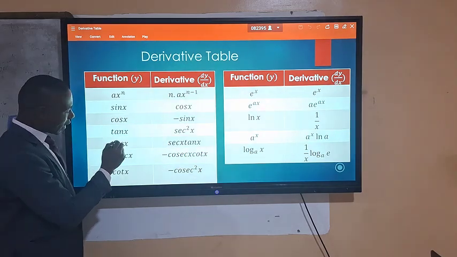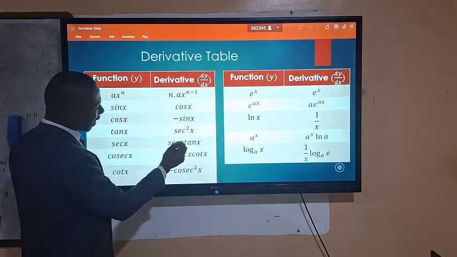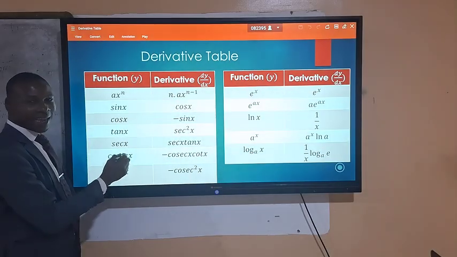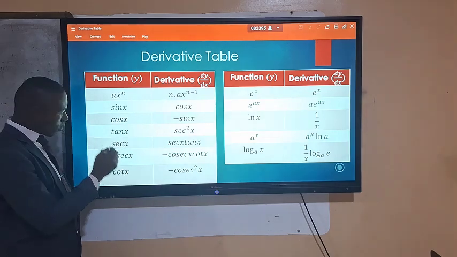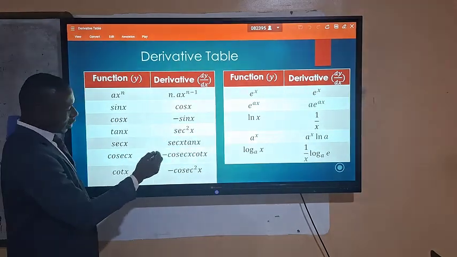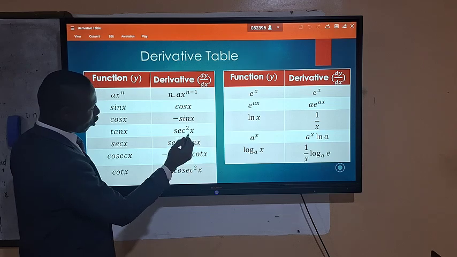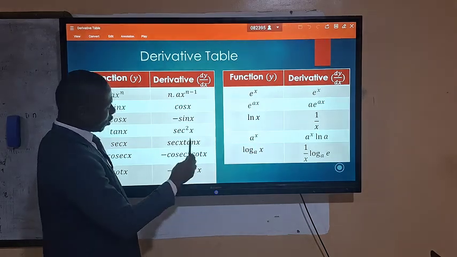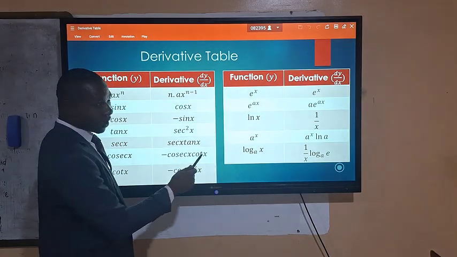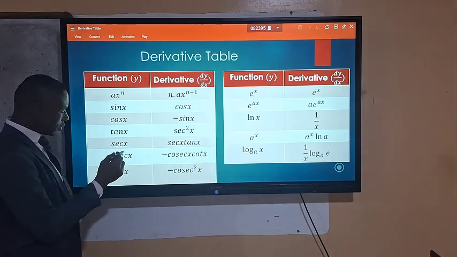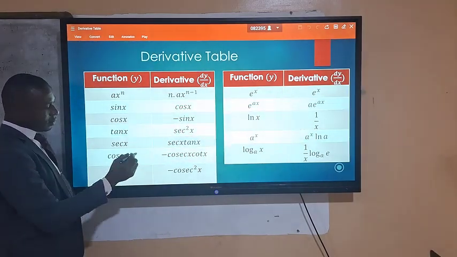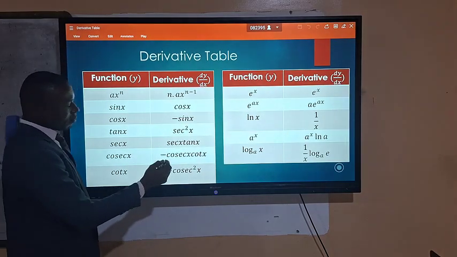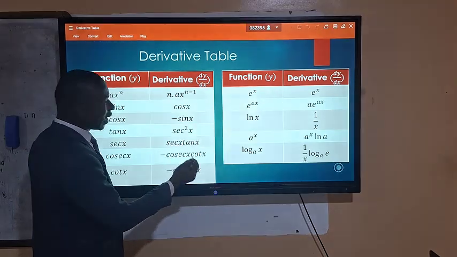Then when you differentiate sec itself, you have sec x tan x. If you differentiate cosec x, which is 1 over sine x, what you get is minus cosec x cot x. For those of you that are seeing cot x for the first time, cot means 1 over tan. Okay? So when you differentiate cot x, what you get is minus cosec square x.